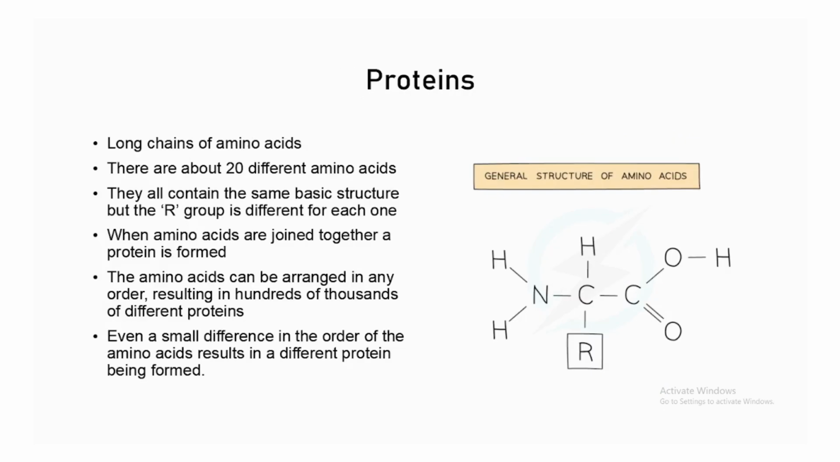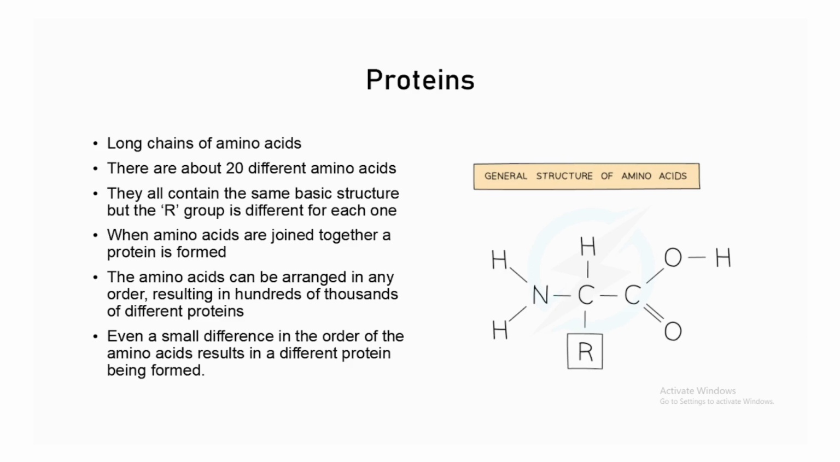Proteins. Long chains of amino acids are known as proteins. There are about 20 different amino acids. They all contain the same basic structure, but the R group is different for each one. When amino acids are joined together, a protein is formed. The amino acids can be arranged in any order, resulting in hundreds of thousands of different proteins.